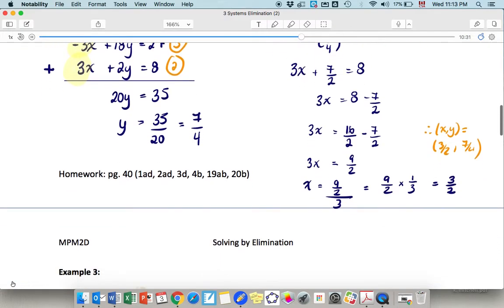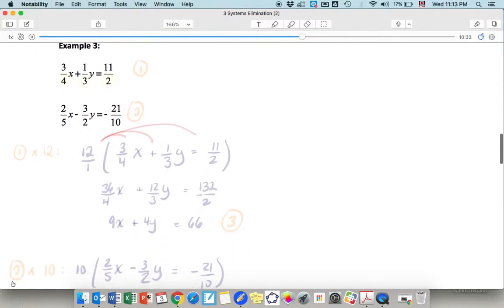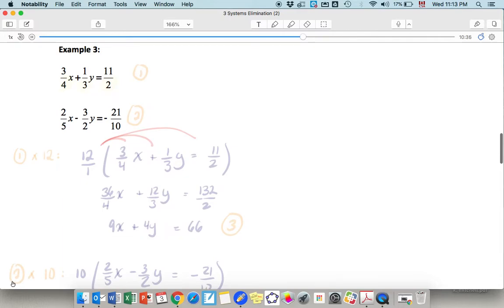All right, last example that I'm going to do with you. So if I look at this one, it looks a little bit more daunting, probably because we have all those fractions, right? So 3/4 x plus 1/3 y is equal to 11/2, and 2/5 x minus 3/2 y is equal to negative 21 over 10.